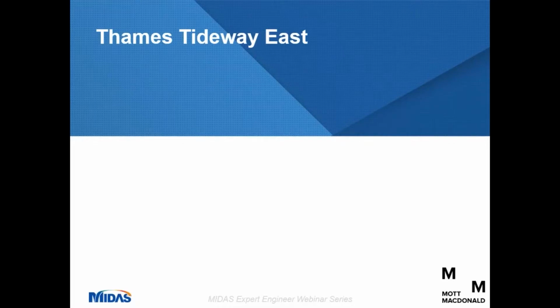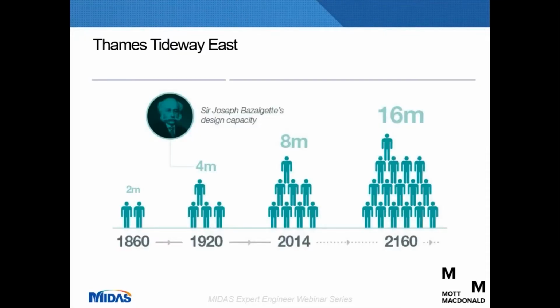So I'll move on now to an overview of the Thames Tideway project. In the 1860s, London's sewer network was designed and constructed to meet the needs of about 2 million people, with a capacity for double this number. But by 1920, this capacity had been reached and it's been growing ever since. The population estimates into the future clearly indicate that a solution is required to upgrade the capacity of the network.